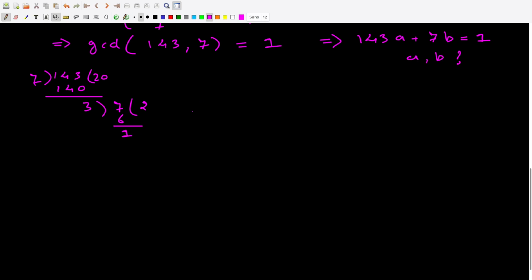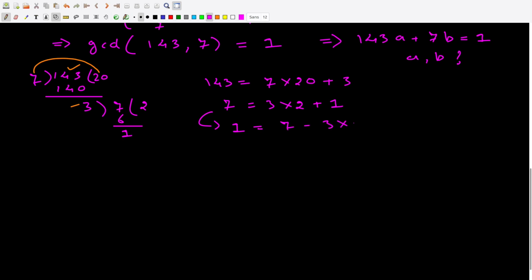So once we got 1, now let us rewrite it. The way we can do it is 143 equals 7 times 20 plus 3, right? So basically what I'm trying to say is that 143 equals 7 into 20 plus remainder. Similarly, we can write 7 as 3 into 2 plus 1. Now let us go from here. So what we can write is that 1 equals 7 minus 3 into 2.